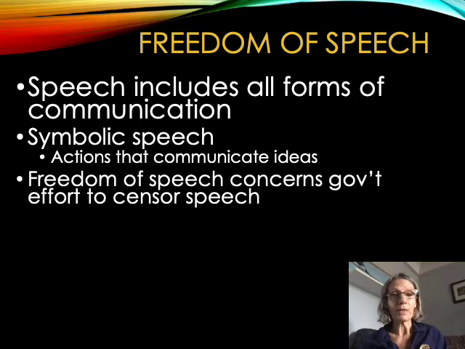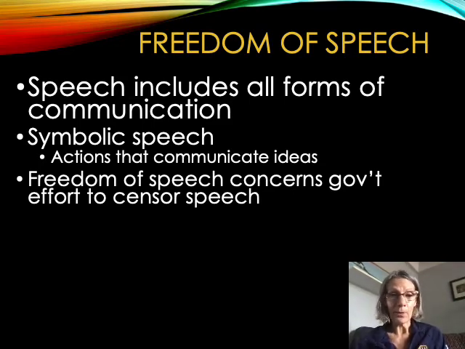The other thing I wanted to mention is that when we talk about the First Amendment and freedom of speech, that freedom of speech concerns the government's effort to censor speech. So remember that when we're talking about the Bill of Rights, it's the thou shall nots on government, okay? It's telling government what they can't do. It's saying that government can't abridge your speech. Now, if a non-governmental entity wants to abridge your speech, it can do that. The First Amendment doesn't apply to private organizations.